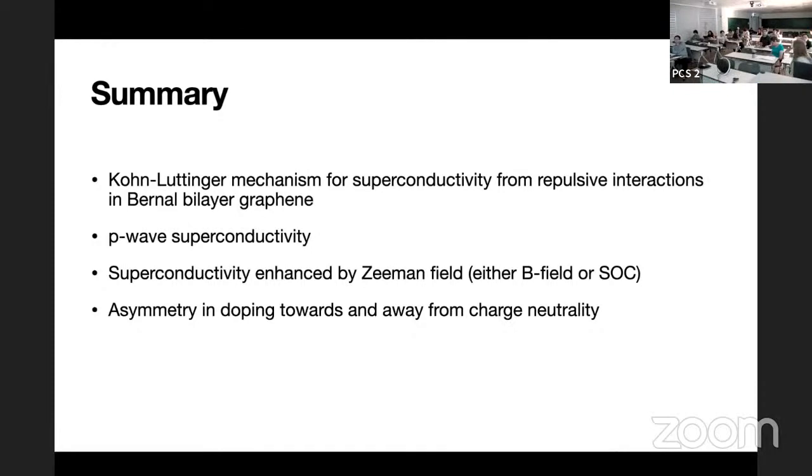Yes, question. I have two questions. First, how do you determine the U and V parameters in your calculation? And secondly, have you thought about the F-wave gap in this system? Okay, so your first question was about the U and V parameters.